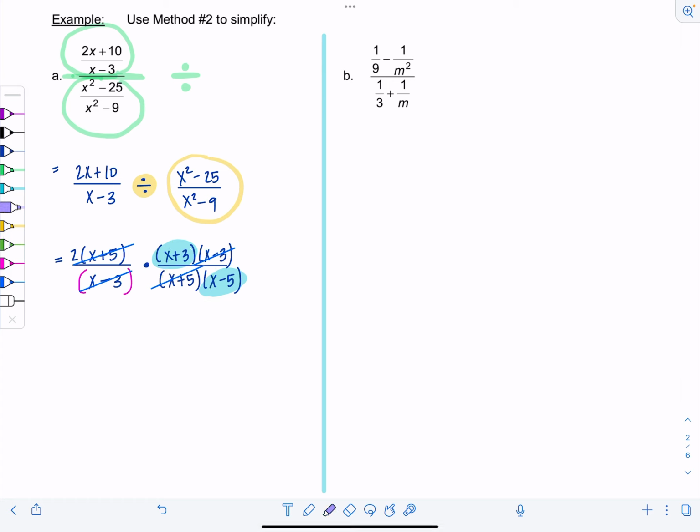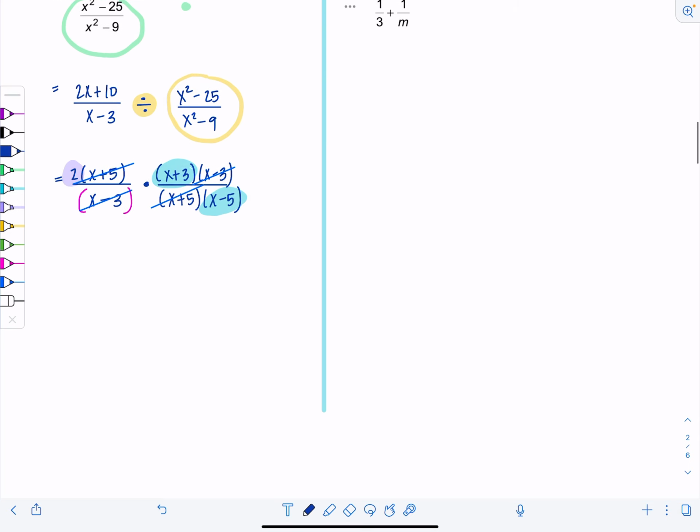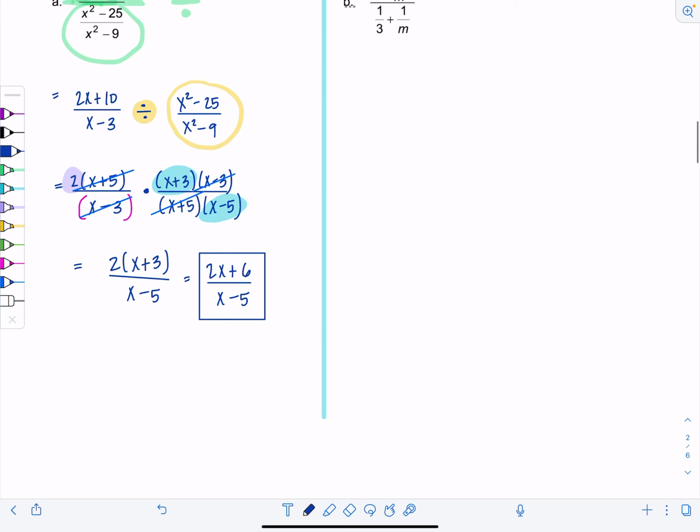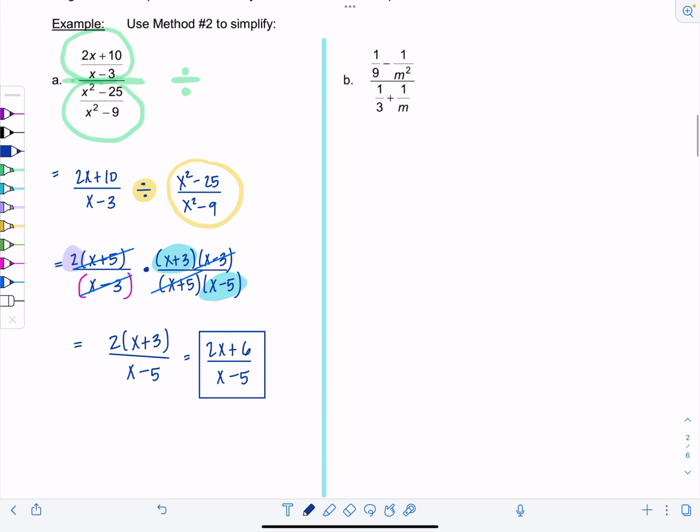We cannot have that. So here, we've got the 2 left over, x plus 3 left over, and x minus 5 left over. So we have 2 times x plus 3 over x minus 5. And notice, same exact result as when we did this problem just a minute ago using the other method. Which way would you say is easier? I don't know, they were both probably the same, huh? Okay.